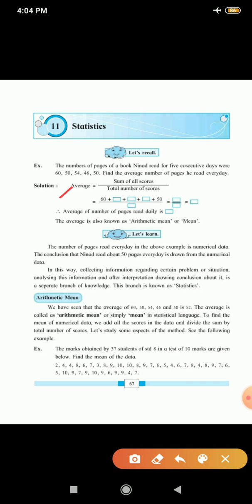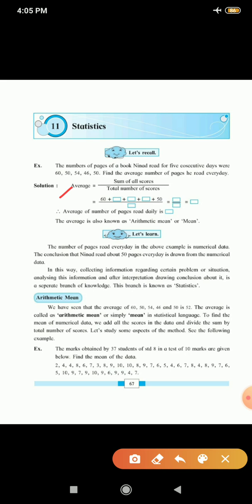So you can take your pencil and just fill in the blanks for the next line. So average is equal to 60 plus 50 plus 54 plus 46 plus 50 upon 5. Total number of scores are 5. So this is equal to 260 upon 5, that is equal to 52. So the average number of pages read daily is 52. The average is also known as arithmetic mean or mean.